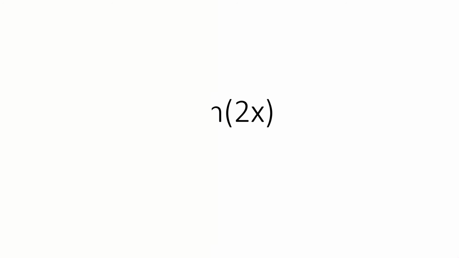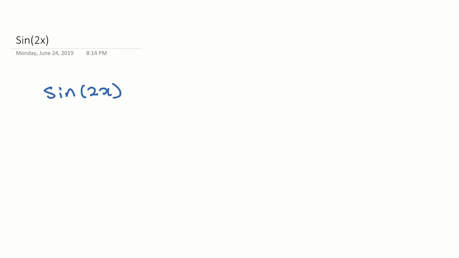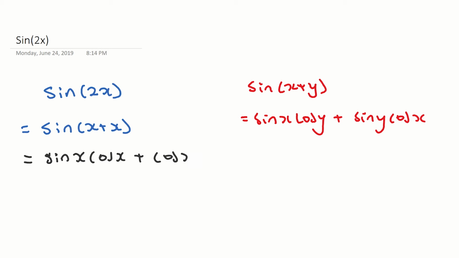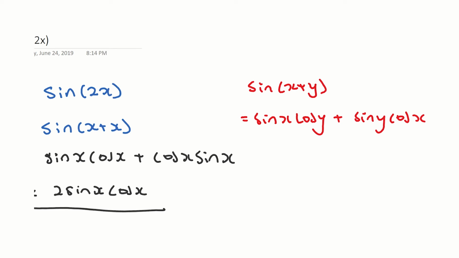Sine 2x. If we declare x as an angle of sine, 2x will be the double angle of sine, and we can hence write sine 2x as sine x plus x. If we take a look at the compound angle expansion of sine x plus y, where x and y are both angles, we can see that it equals sine x cosine of y plus sine y cosine of x. When we apply the same principle to sine x plus x, we get sine x cosine of x plus cosine of x sine of x. We collect our like terms, and therefore sine 2x equals 2 sine of x cosine of x.